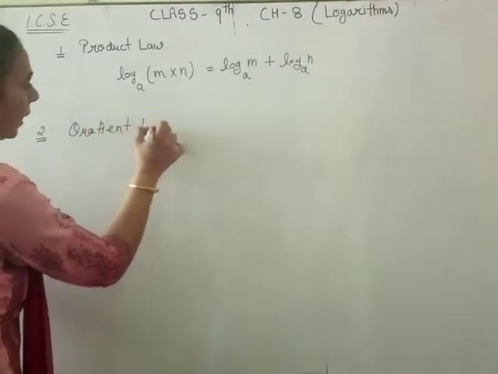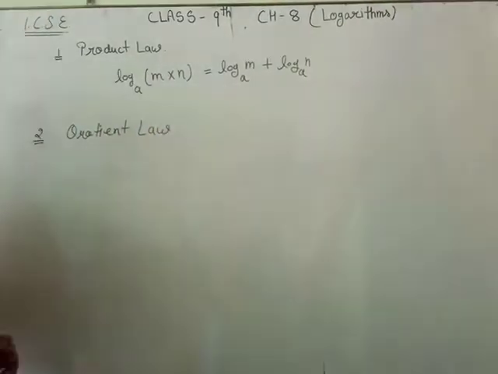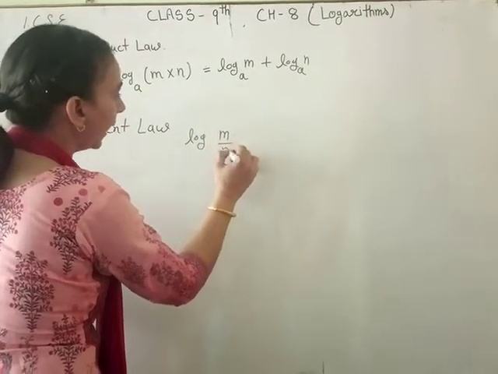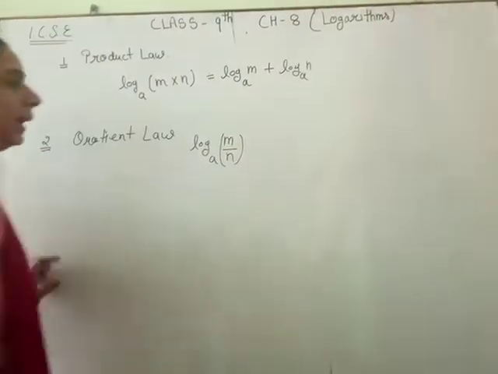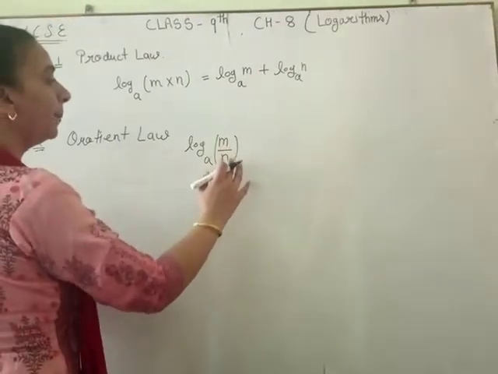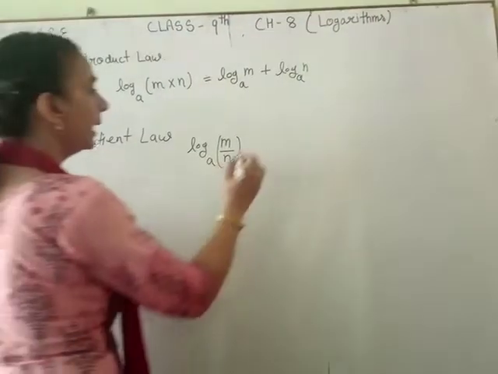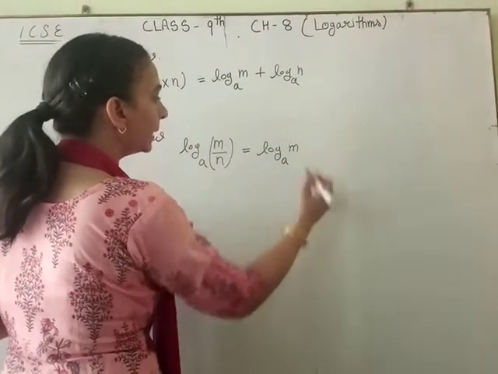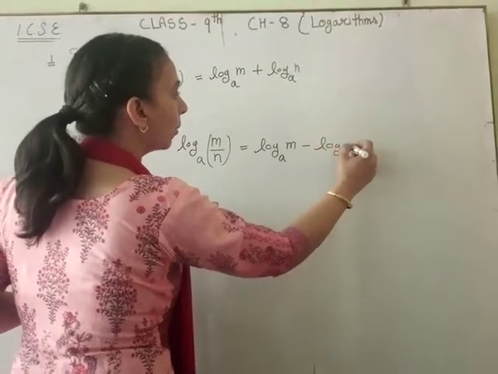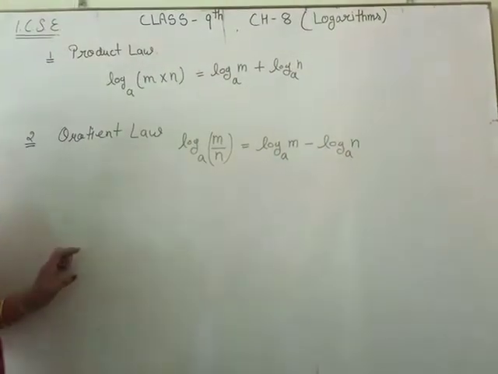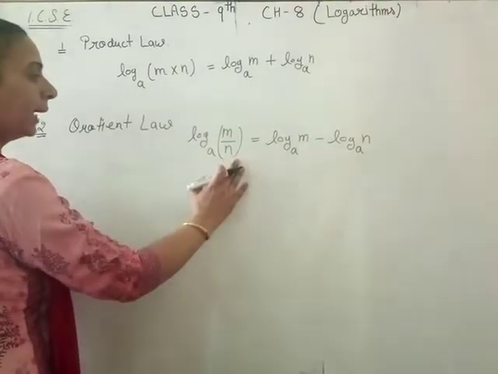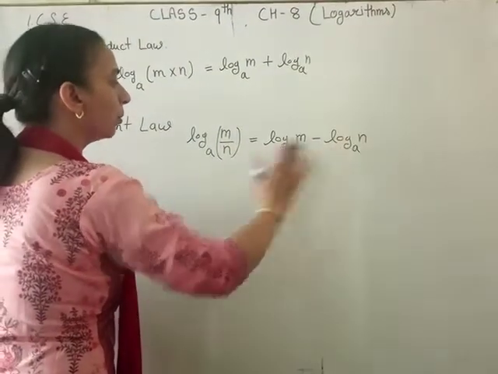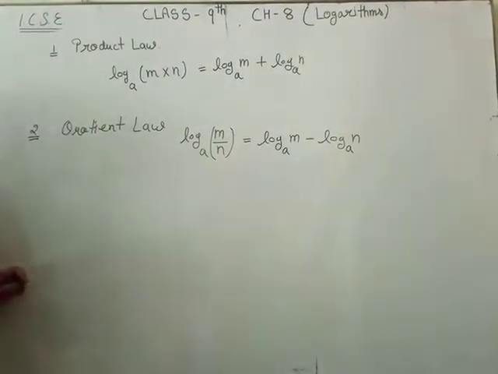Quotient law of logarithm. Log of m by n at the base a is equal to log of m at the base a minus log of n at the base a. Okay students, log of m by n at the base a equals log of m at the base a minus log of n at the base a. This is the quotient law.